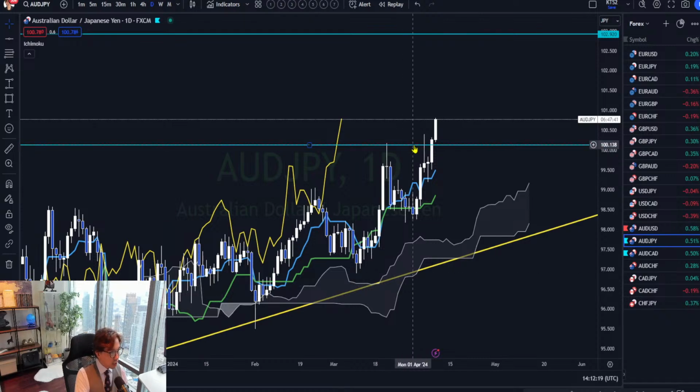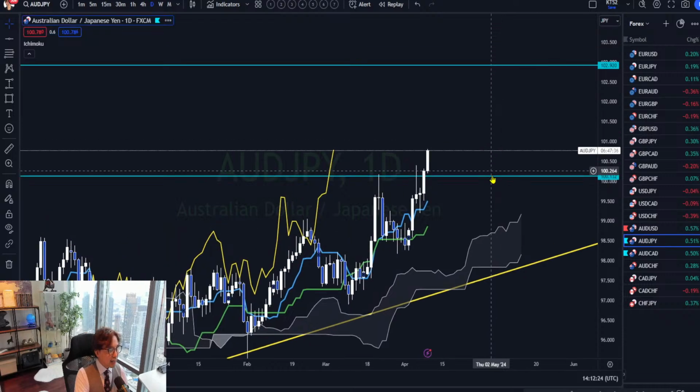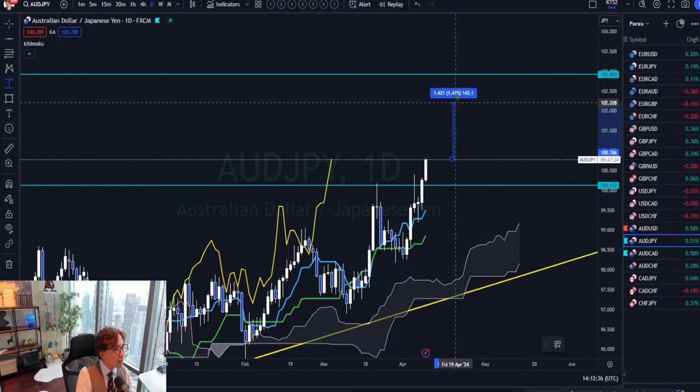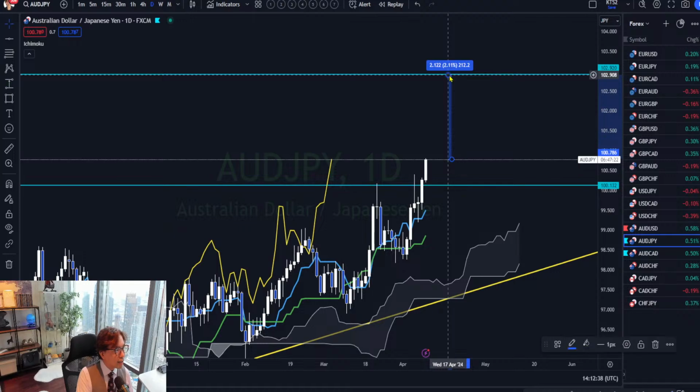Right, and it broke the resistances also, 100.13, and it's heading towards 102.92. This is an ultimate target. And we have a big room of about 200 pips from here, more than 200 pips actually. If I manually measure that, this is 212 pips, so it's a big room to trade. So in that sense, AUD/JPY also looks very good.